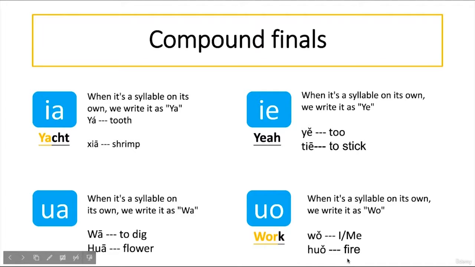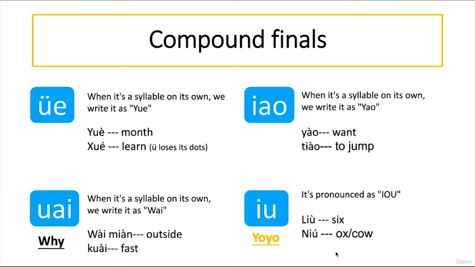The next 4. 约. Remember how we pronounce yu, and we add another sound behind. So it becomes yue, yue. When it's a syllable on its own, we write it as yue. For example, 月 means month, 学 means learn. Here, yu loses its two dots on the top.